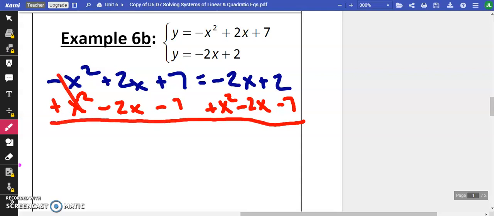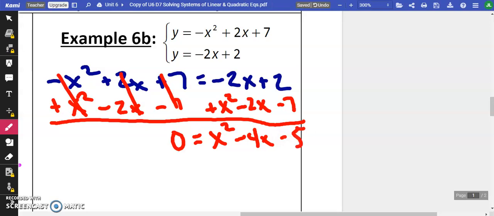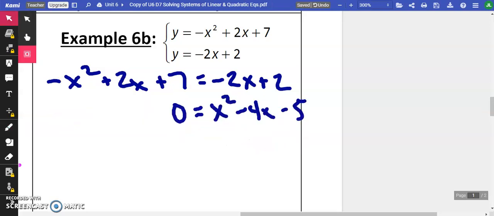And so when I do that, I will get a 0 here. The x squared doesn't combine with anything on the right, so we will just carry down. If I do minus 2, that gives me a minus 4x. And then 2 minus 7 will give me a negative 5. And so now that I have one side equal to 0, I can try to set it up by factoring.